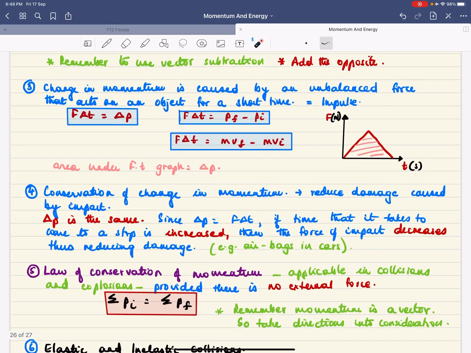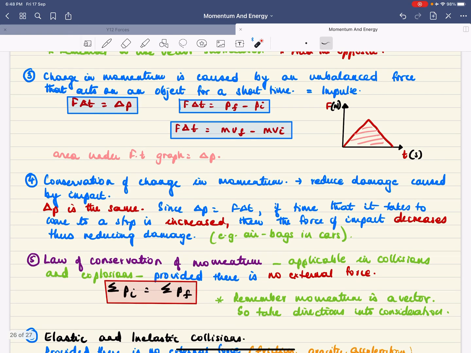Okay, now conservation of change in momentum. We use this concept in order to reduce damage which is caused by impact. So this is how you pull back your hand when you're trying to catch a ball that's coming to you, or that is why we have airbags in cars. So how do you answer a question like this? The important thing to remember is that the change in momentum is the same.